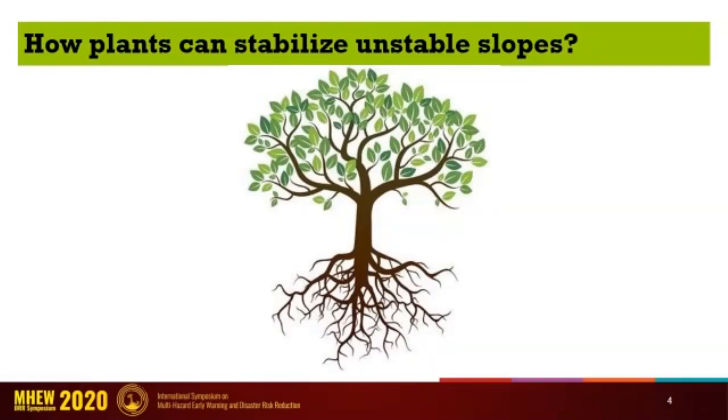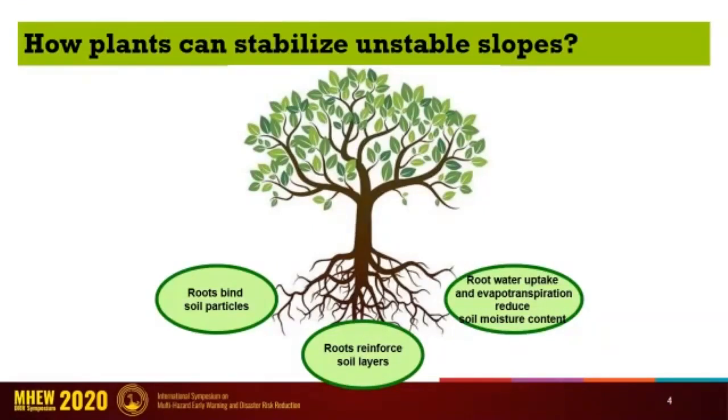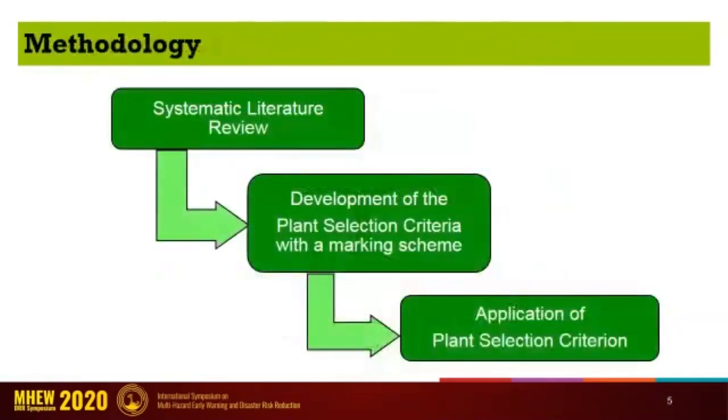Research studies carried out to date have listed the positive enhancements offered by plant species in mitigating slope instabilities. They are: roots bind soil particles, offering protection to the soil surface from erosion and gullying. Roots reinforce soil layers. Root water uptake and evapotranspiration reduce soil moisture content. Plant canopy or the foliage intercepts rainfall.